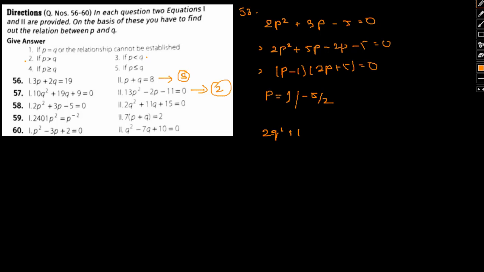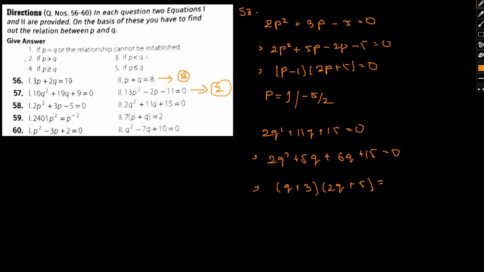2q square plus 11q plus 15 equal to 0. Therefore, for 15 times 2, which is 30, we can represent it as a sum of factors. So how can we write it? 2q square plus 5q plus 6q plus 15 equal to 0. So this can be written as (q plus 3)(2q plus 5) equal to 0. So therefore q equals minus 3 or minus 5 by 2.